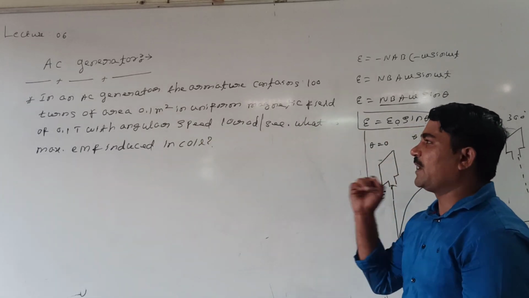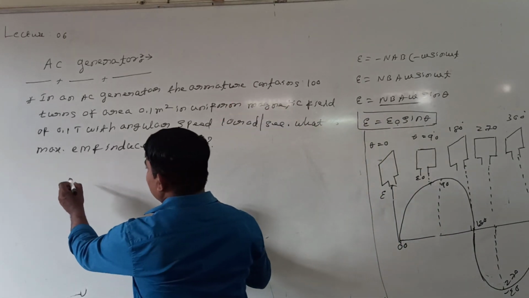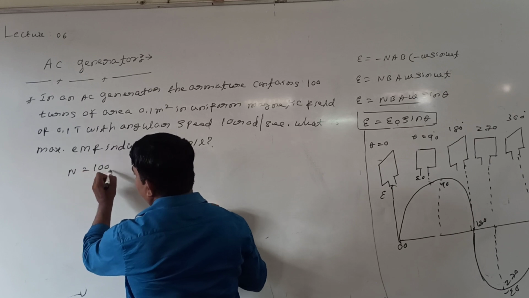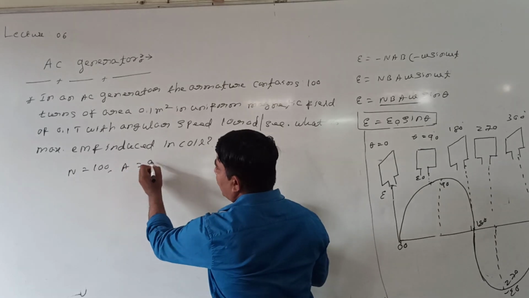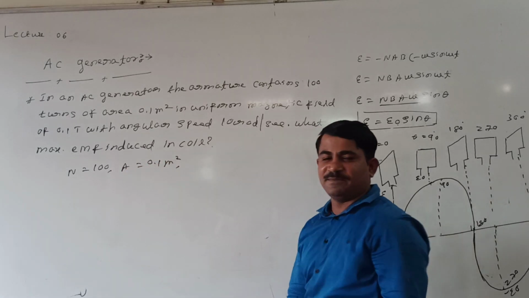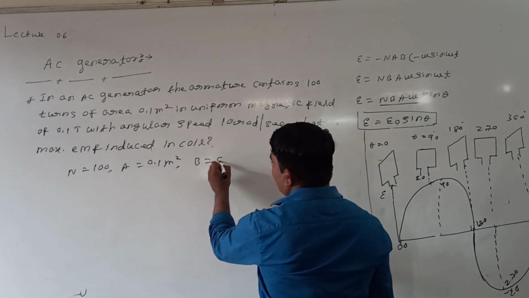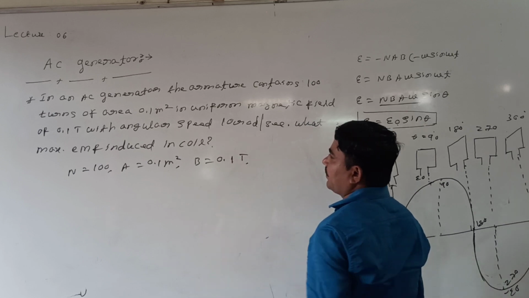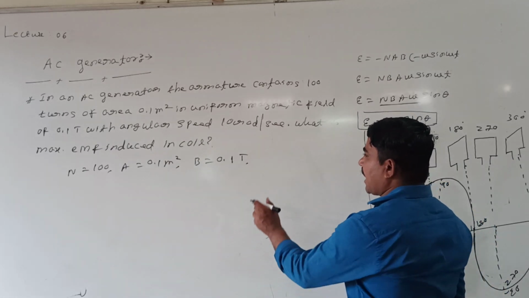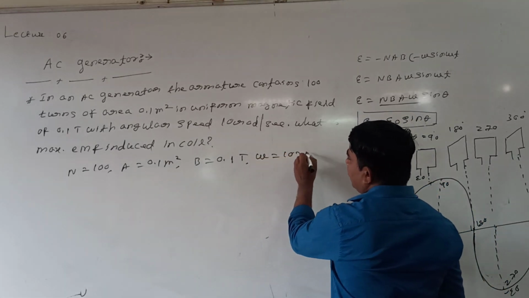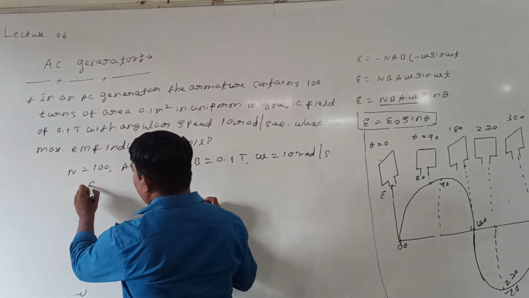Look at me here. Very simple. The AC generator armature contains how many number of turns? 100 turns. Right? Of what area? Area of the coil is equal to 0.1 meter square. Are you following me? In a uniform magnetic field of 0.1 Tesla. With angular speed, means the coil rotates with angular speed, how much? 10 radian per second. What we need? We need the maximum value of induced EMF.